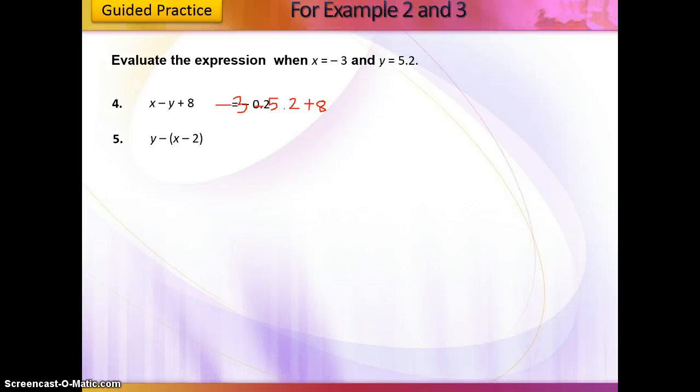The next example here, I have y minus the quantity x minus 2. So I will substitute 5.2 in for y, minus, substitute negative 3 in for x, minus 2. So we will work inside the parentheses first. So negative 3 minus 2 is negative 5. So 5.2 minus negative 5, the double negative here becomes positive. So my answer is 10.2.